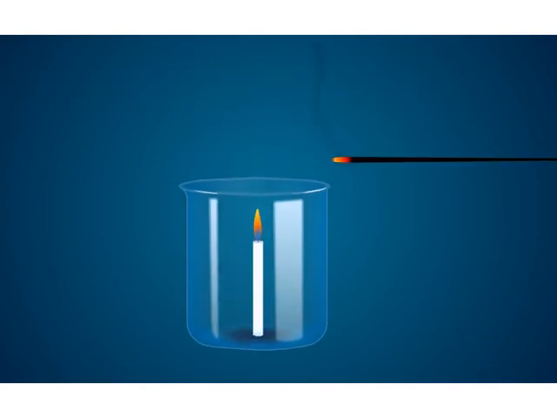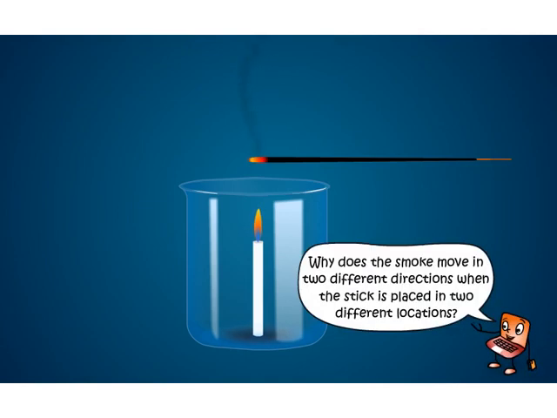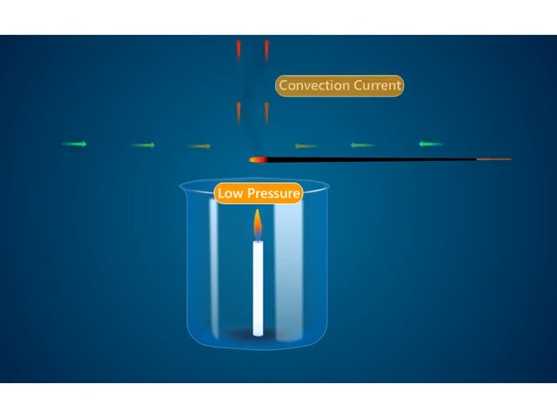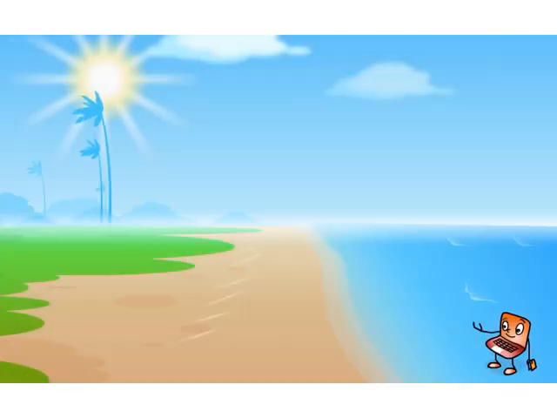Now, look at another experiment. Why does the smoke move in two different directions when the stick is placed in two different locations? When the air is heated up, the warm air moves upward and creates a low pressure. Then the cold air from the surroundings moves to the area of low pressure, setting up a convection current. The pattern revealed by the smoke shows the direction in which hot and cold air move.